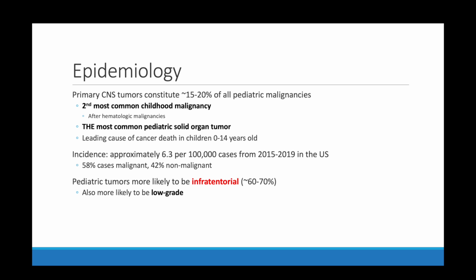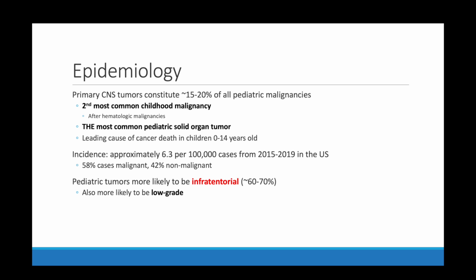And one thing that we learned going back to medical school is that about 2/3 of the time, pediatric tumors are infratentorial. So they are usually located in the posterior fossa. Think about 60 to 70% or 2/3 of the time they're in the posterior fossa or infratentorial. And pediatric tumors are also more likely to be low grade.